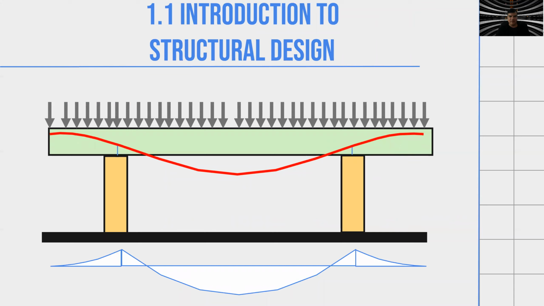Introduction to structural design. What we are looking at here is a beam in green color that has some loads in gray, is sustained by two columns, and the red line is the deformation that this beam is subject to because of the loads. And in the inferior part, we have the diagram of this deformation. That is what we'll be doing this semester in the first weeks. We will study a review of Structures 1, some important concepts, and beam calculations.